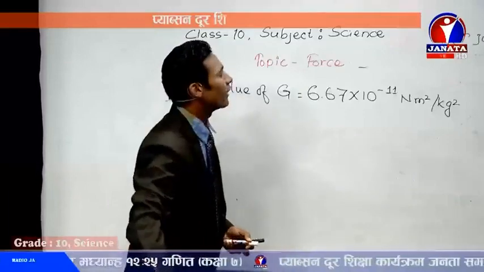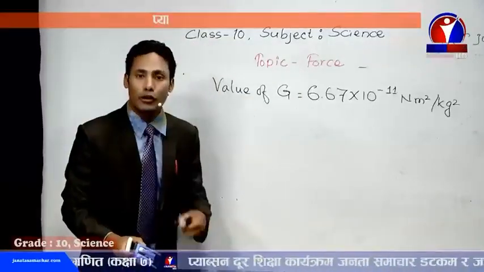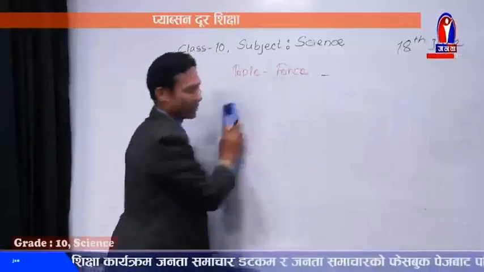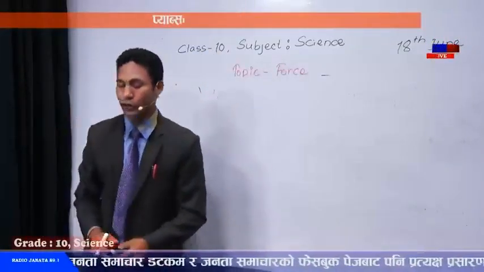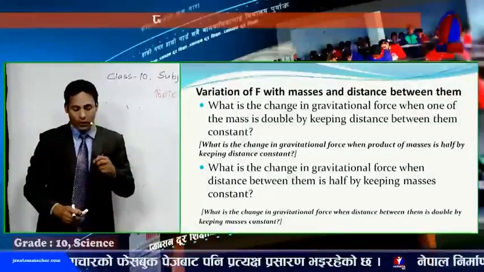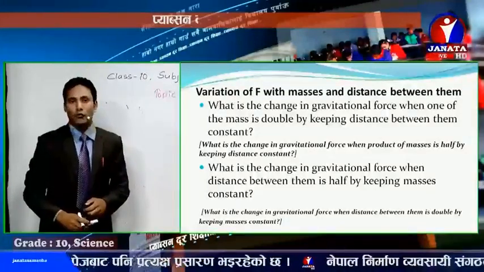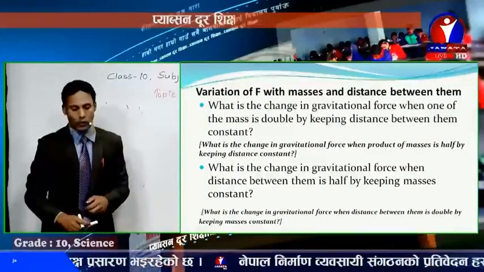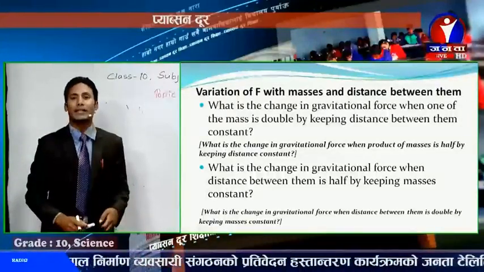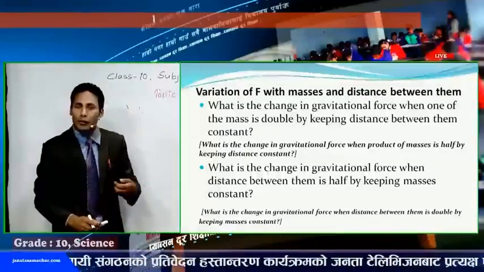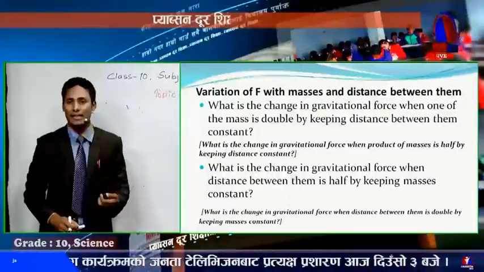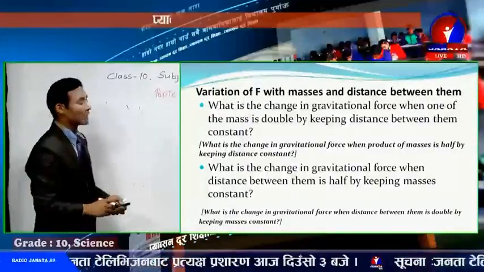Now, let's see the variation of gravitational force with the mass and the distance. You can see the slide. I have given one question here. What is the change in the gravitational force when one of the masses is doubled by keeping the distance constant? So we are going to check the variation of gravitational force with mass and distance. So let's derive that, okay?